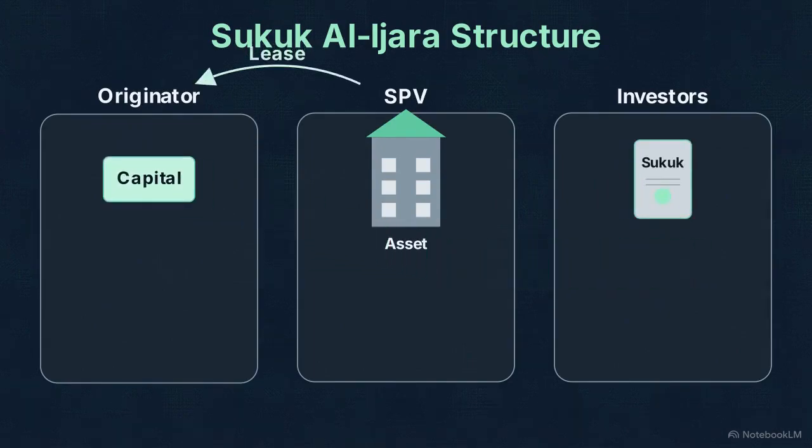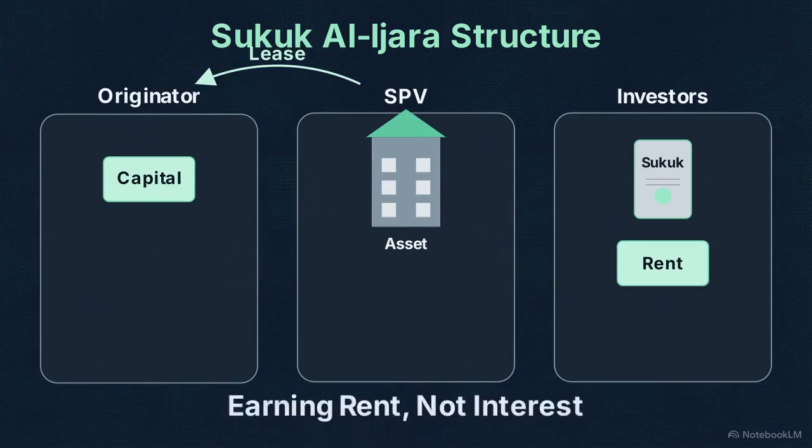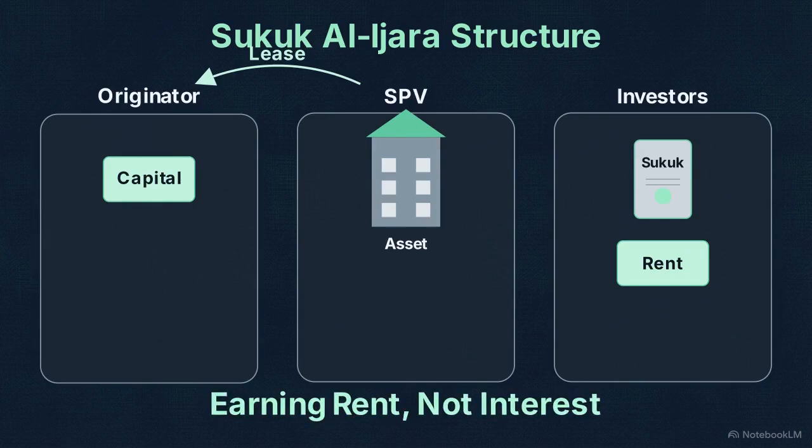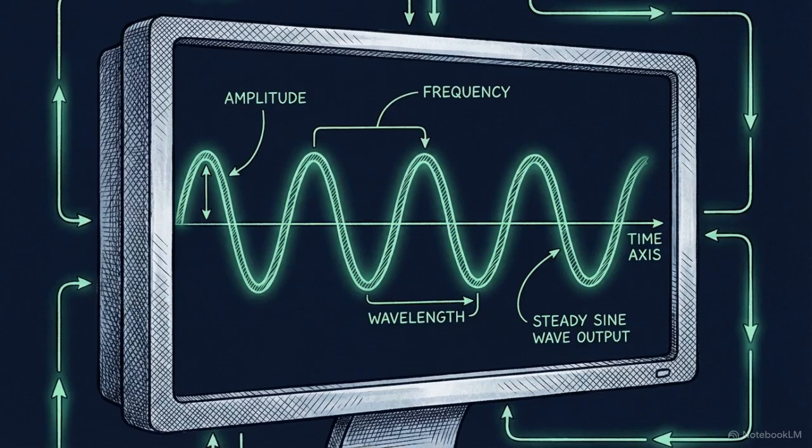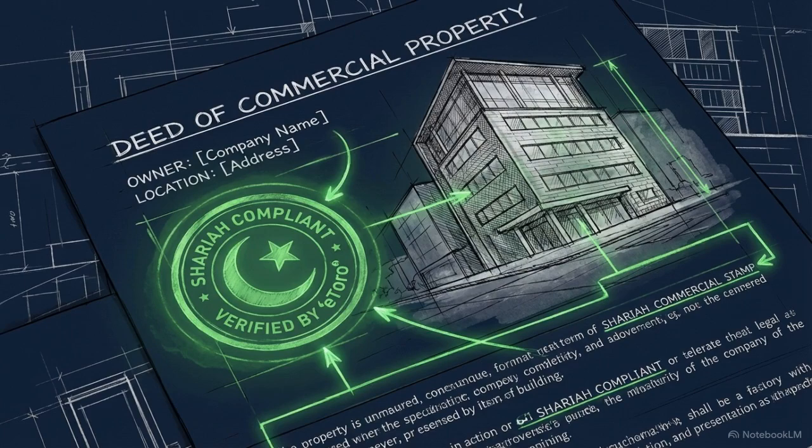In exchange, the investors provide the capital. The asset is then leased back to the originator for a specified term. Because the investors own the asset, they are entitled to receive the rent generated by the lease, routed through the SPV. They are earning rent, not interest. Through highly specific legal engineering, this structure mimics the predictable, periodic yield of a conventional bond, while remaining an equity-based, asset-backed transaction that complies with religious law.